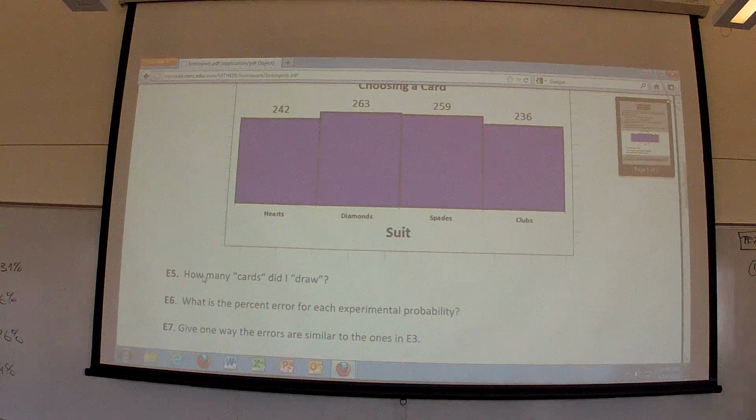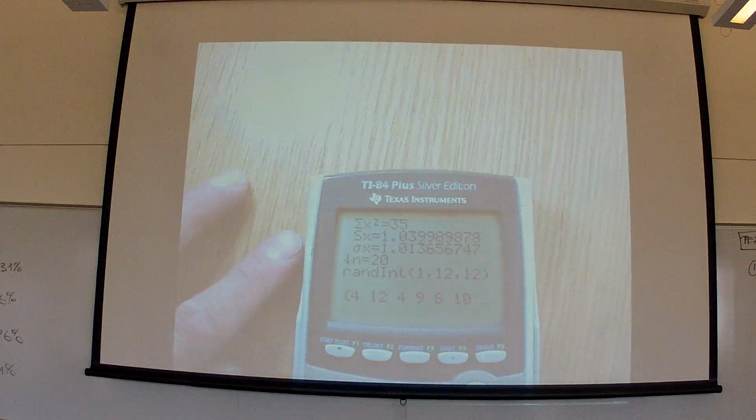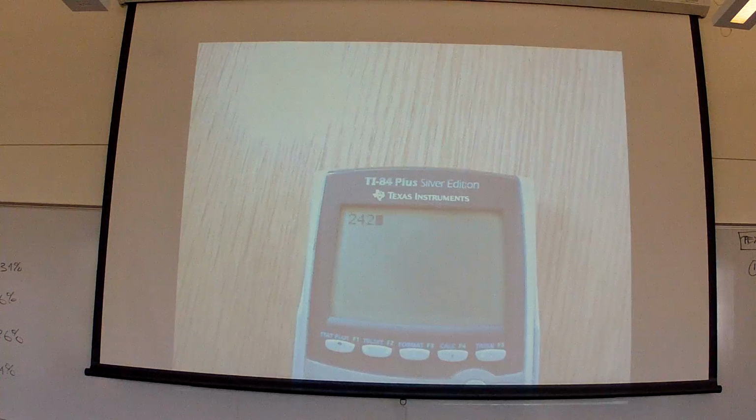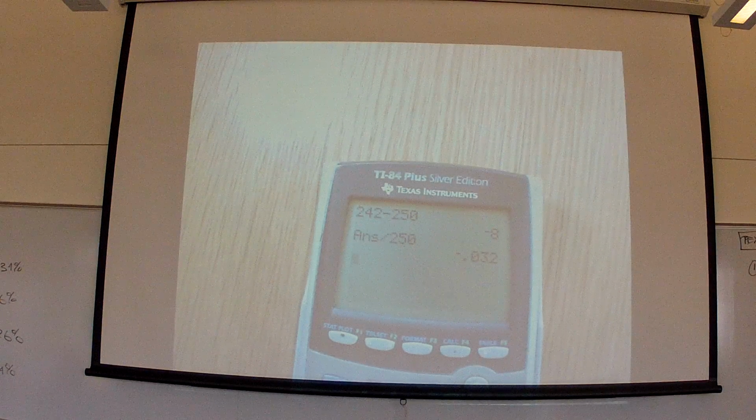Let's take a quick peek. We're going to switch over to the TI. We'll just do one here. We saw 242 hearts, correct? So Matt, I'm going to do it your way. We saw 242 hearts. We should have seen 250, so we were off by 8, under by 8. We were expecting 250, so the percent error is 3.2% too low, negative 3.2.